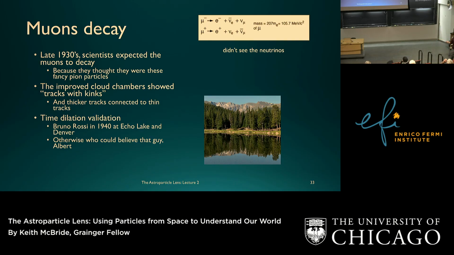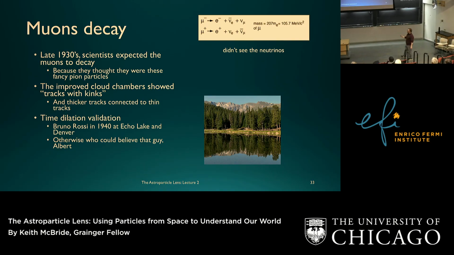So time dilation says that particles that are moving, or anything moving at a very fast speed, close to the speed of light, are going to have their clocks and their frame of reference move slower. And so the lifetime of muons was the first way that this time dilation theory was validated.